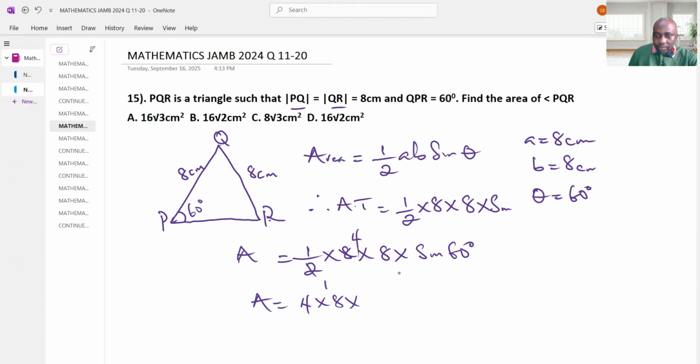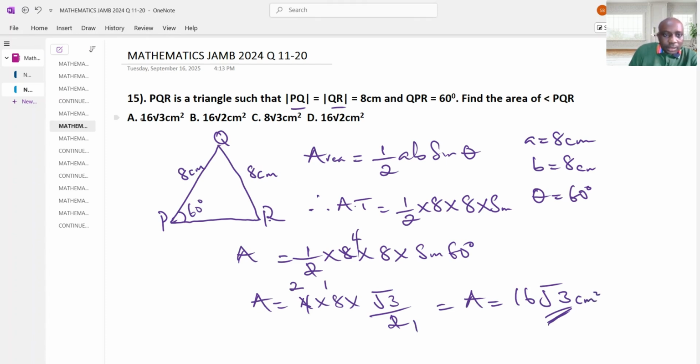times 8 multiplied by, what is sine 60? Sine 60 is the same thing as square root of 3 divided by 2. Therefore, we can still divide 2 here 1, 2 in 4, 2. What do we have left here? We have 2 times 8, which gives us 16 square root of 3. This is our final answer. The area of the triangle is 16 square root of 3. Do we have that? Yes, the option A is the correct answer. Let's move to the next question.